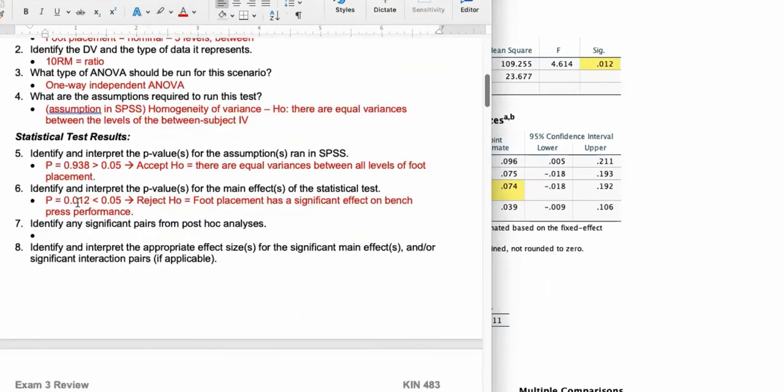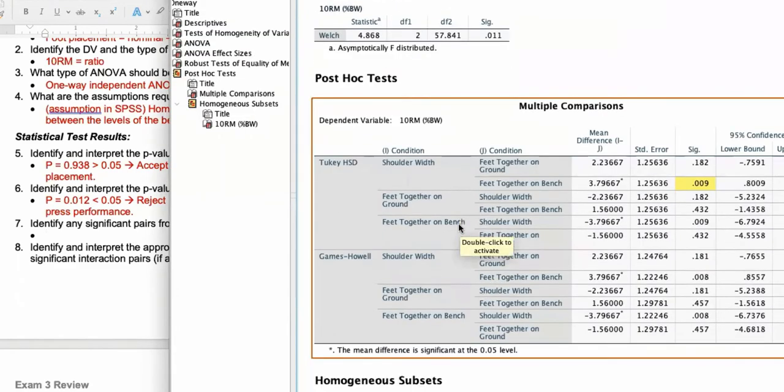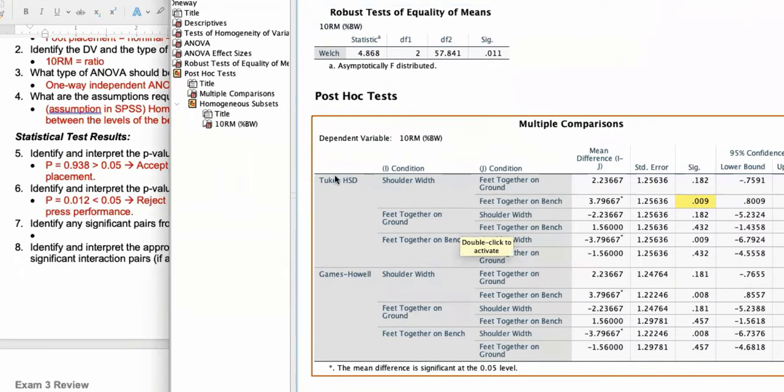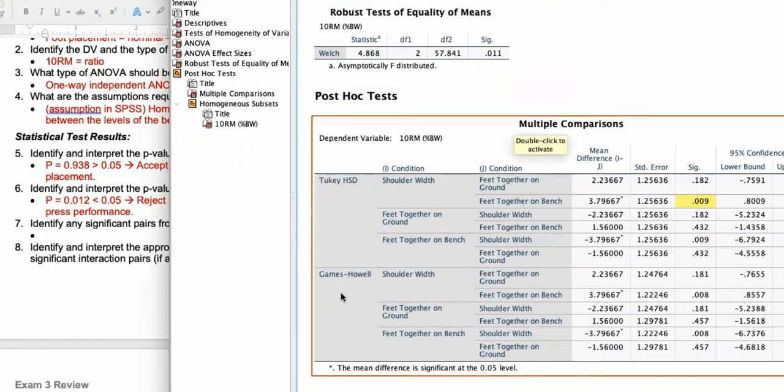All right, so since we had a significant main effect, we would want to look at our post hoc tests, which for a one-way independent ANOVA is Tukey's post hoc tests. Since we had equal variances, we'll use the Tukey p-values over here. If we had violated homogeneity of variance and we used the Welch's test for our p-value, and this was significant, then we would use the Games-Howell post hocs. So try to keep your pathways straight.